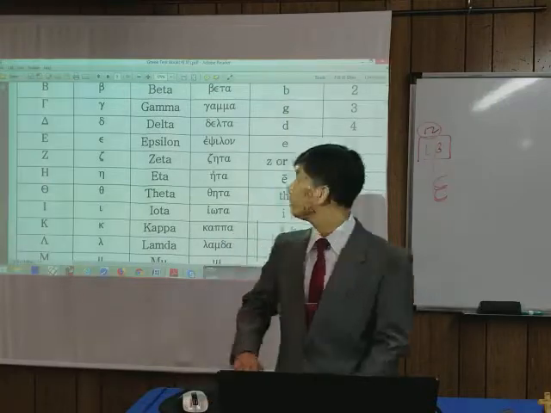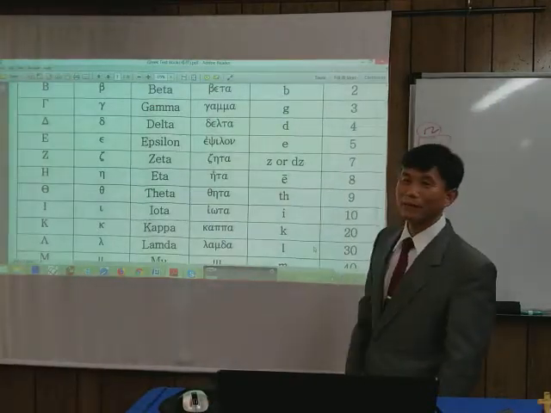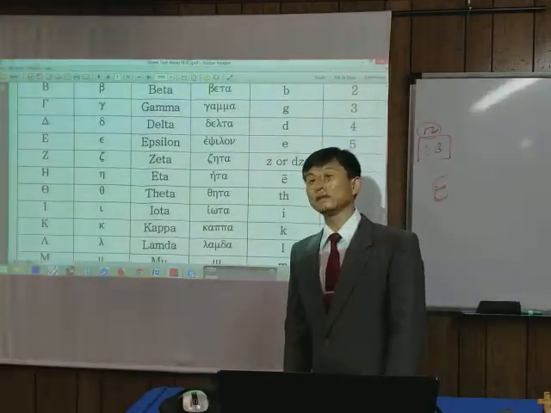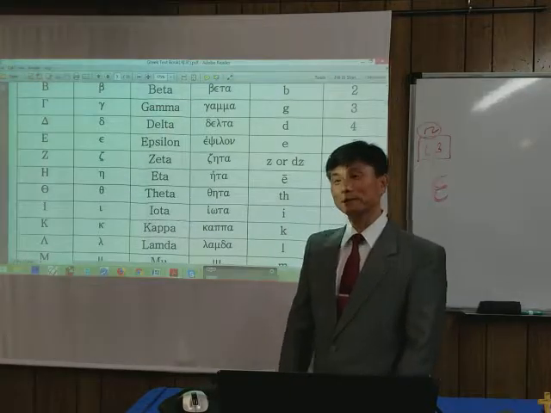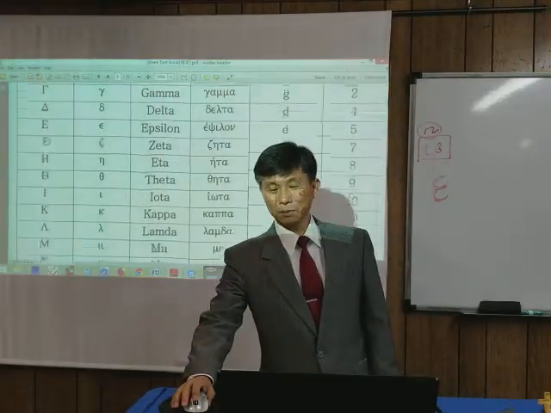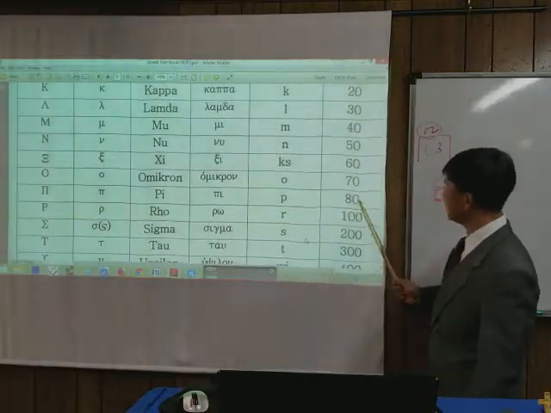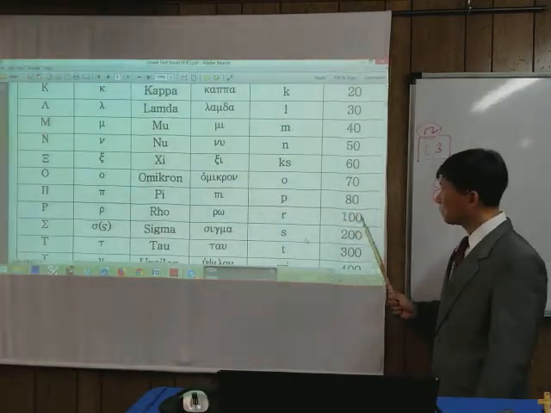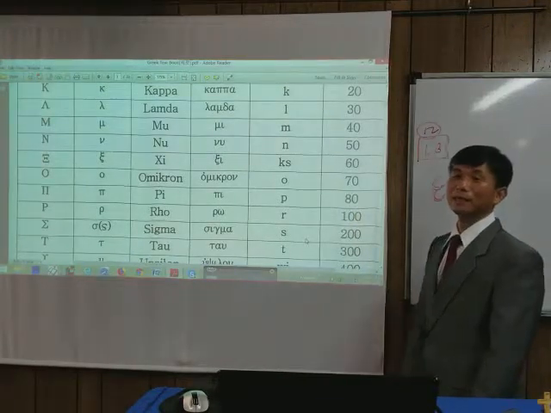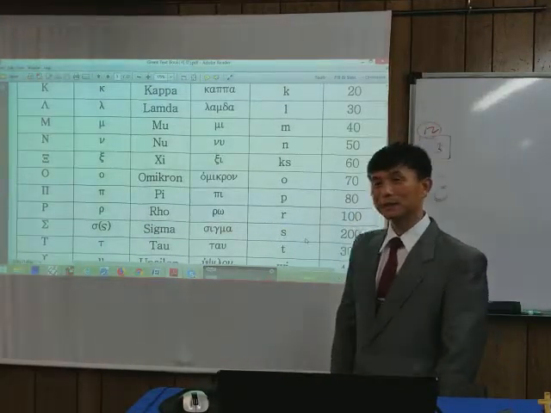You see between 5 and 7, okay? So numeric 6, which is a digamma, has missed, right? And then the number 90. Look at here. Between 70, 80, what? 90. And 100 here, right? So 90 was missed. Okay?